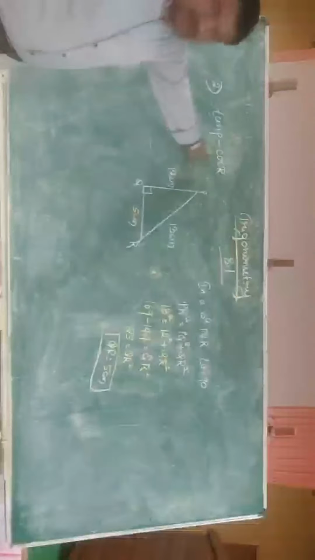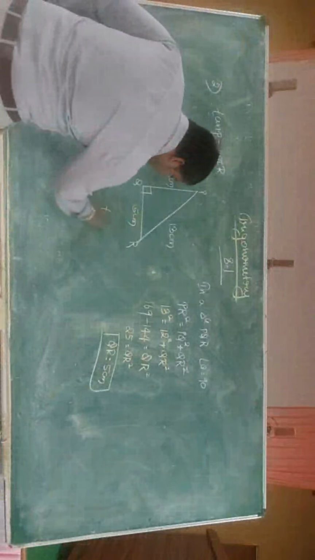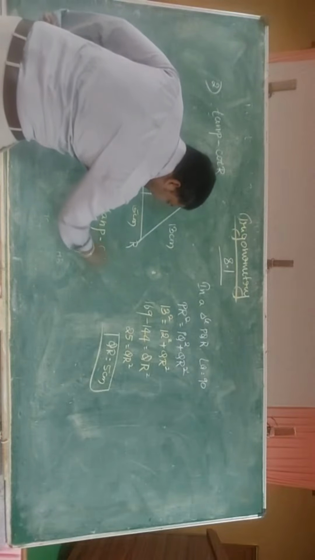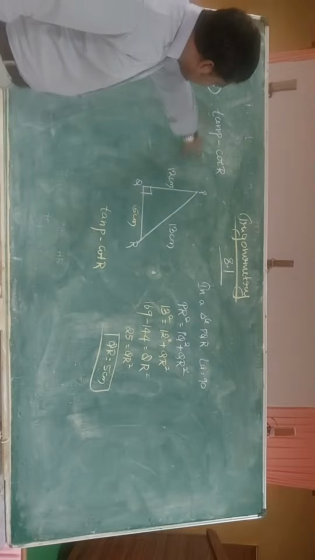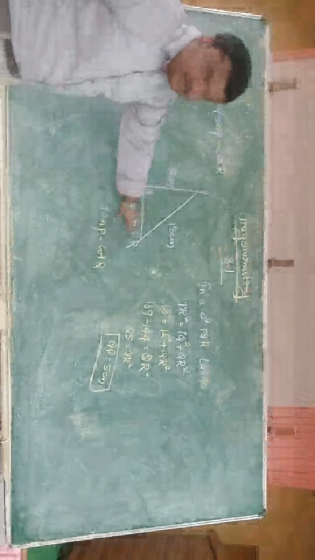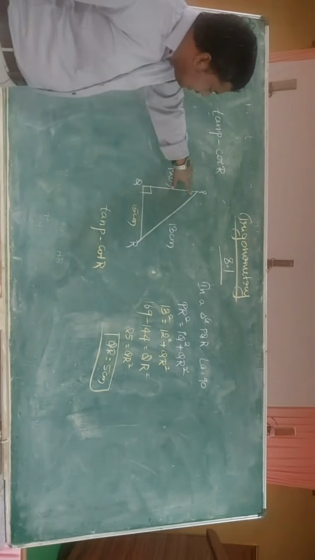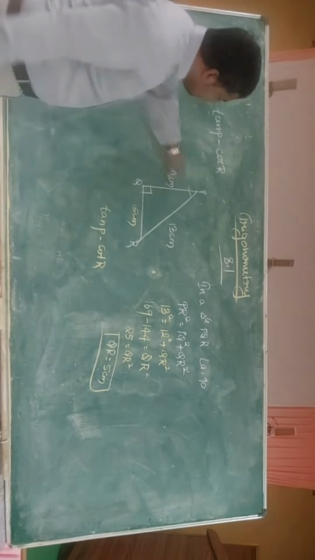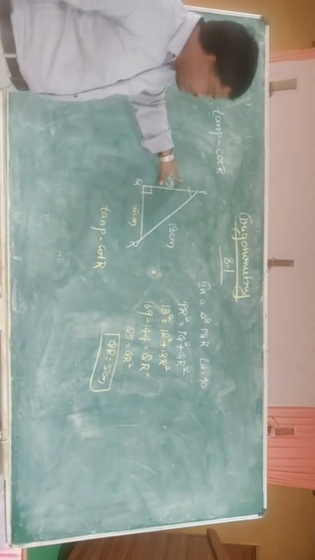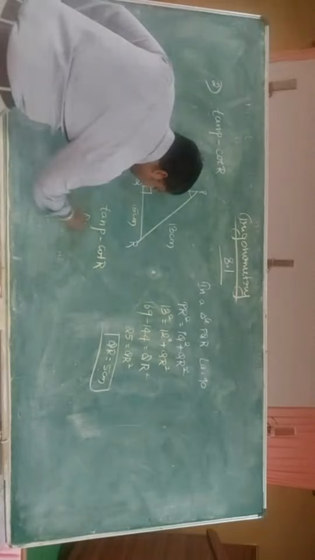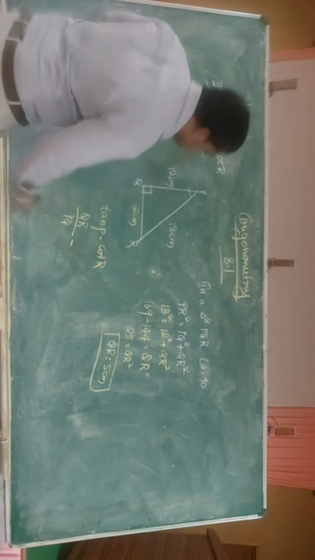Tan P minus cot R. See, the angle in tan is P and the angle in cot is R. Tan P is here. How to define tan? Opposite upon adjacent. So this is opposite, this is adjacent. QR minus PQ. Cot R.